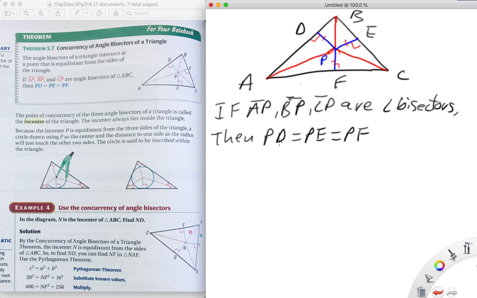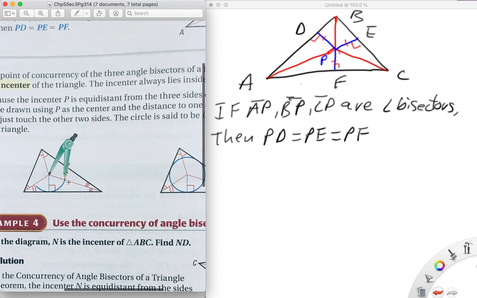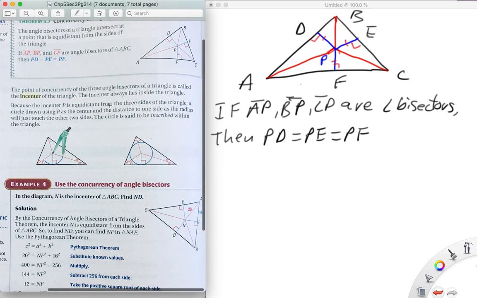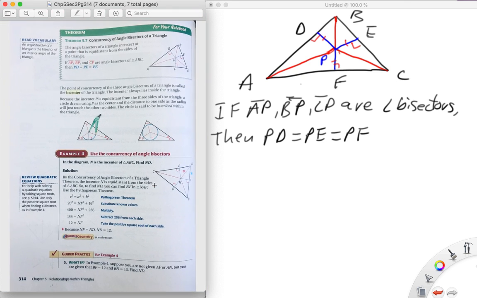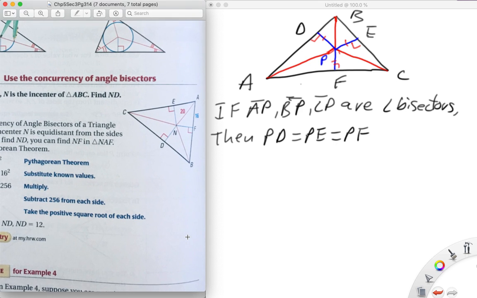Right. When we draw a circle within a triangle at the point of concurrency, we would call that the incenter of the triangle when we're dealing with angle bisectors. The point of concurrency of three angle bisectors of a triangle is called the incenter. Before we talked about the circumcenter when we did the previous section. So now this is the incenter. Alright, so with that we can do stuff.